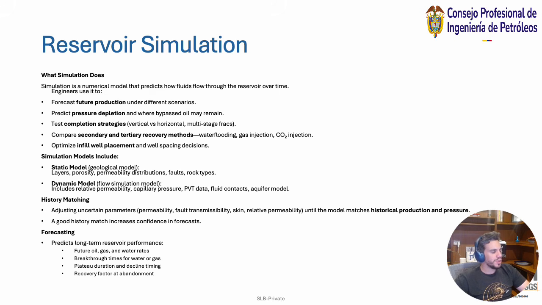And for the simulation models, you have two main categories: static models and dynamic models. Static models are geologically related, like the layers, porosity, permeability distributions, faults, and rock types. And then there are dynamic properties, which are the relative permeability, capillary pressure, PVT data, fluid contacts, and aquifer model. So this is more about the flow simulation model.